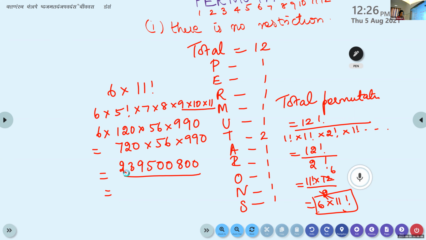Now we have to do the second part. What is the second part asked here? How many words start with P and end with S? The same word, we consider the same word.